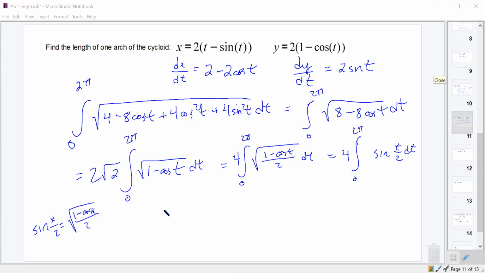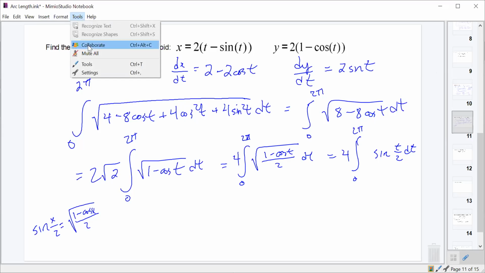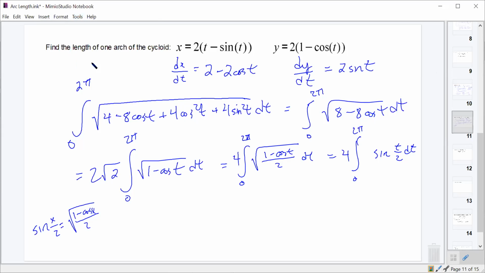Okay, so yeah, it looks like lots of people have lots of questions there. So to begin with, the 8 minus 8 cosine t came from, give me some other colors here. There we go. All right. So I don't remember who it was that asked, where did the 8 come from? Well, I had a 4 minus 8 cosine t. 4 cosine squared t plus 4 sine squared t is 4 times cosine squared t plus sine squared t, which is 4 times 1. So that's another 4 to combine with that 4 to make the 8.